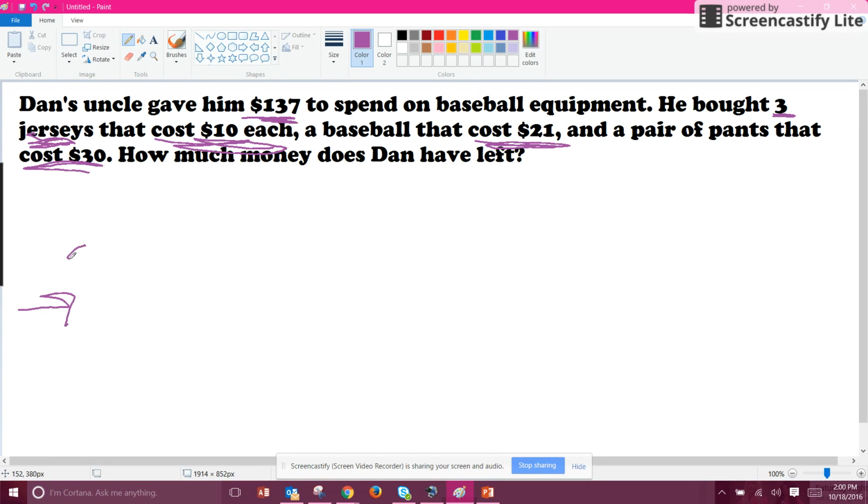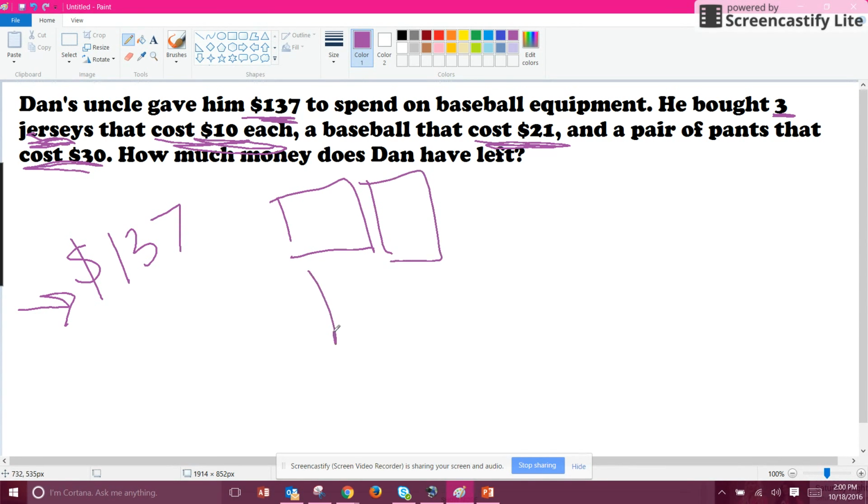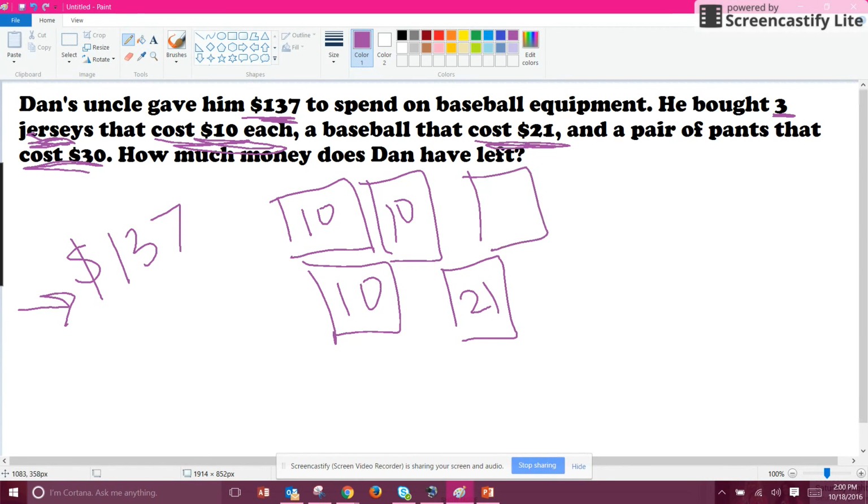He walks in with $137. He buys 1, 2, 3 things, all of which are $10 each. He buys a baseball, which is $21. He buys a pair of pants, which is $30. The question that they're asking is, how much does he have when he leaves?